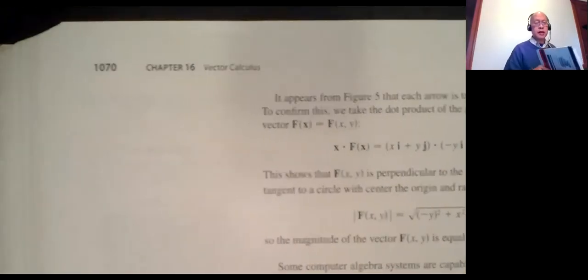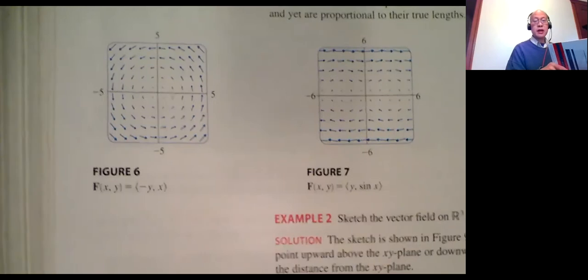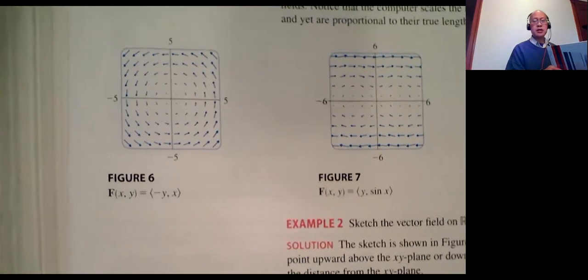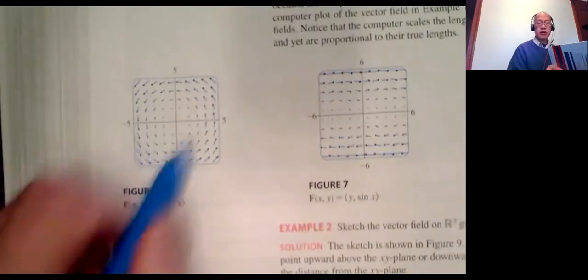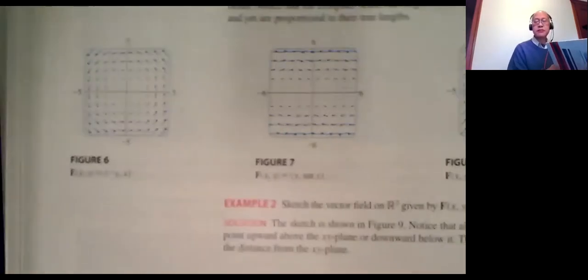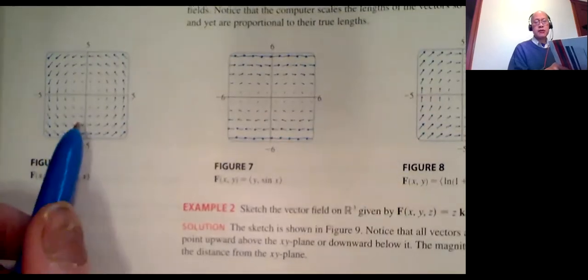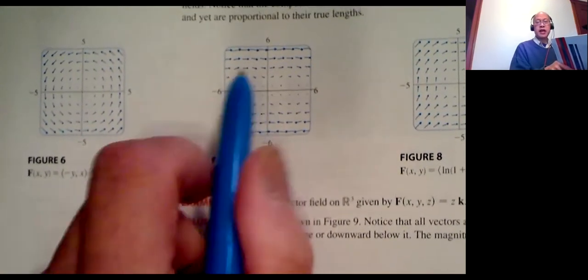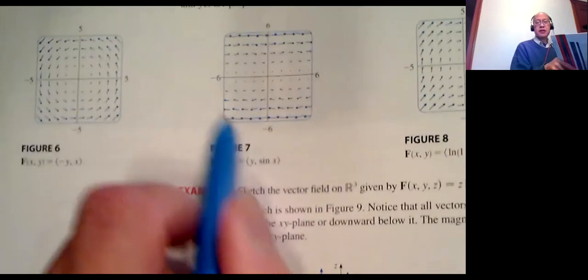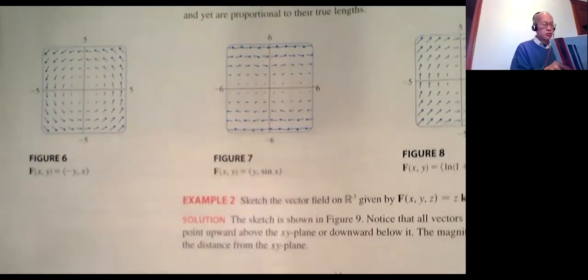Just for fun, here's what some of them look like. 1070, negative yx, figure 6. Yeah, it looks like you've got spinning around in circles like that. These were obviously computer generated. Okay, capital F of xy is y sine x. It's kind of squiggling up and down, kind of like a sine function would.